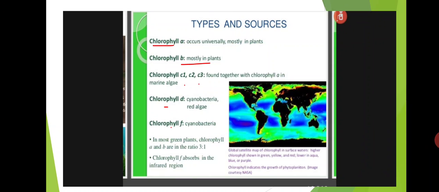Types and sources of chlorophyll: mainly chlorophyll A and chlorophyll B are present in plants. Most of the chlorophyll is chlorophyll A. The ratio of chlorophyll A and B is 3:1.